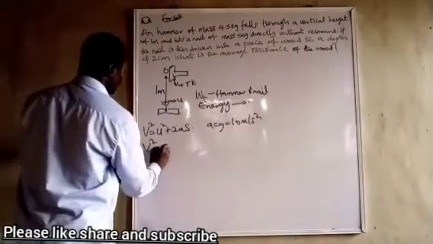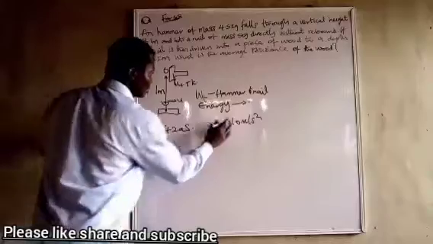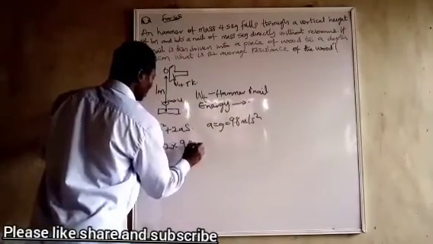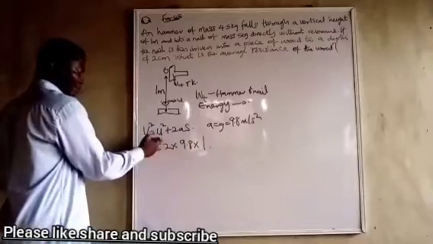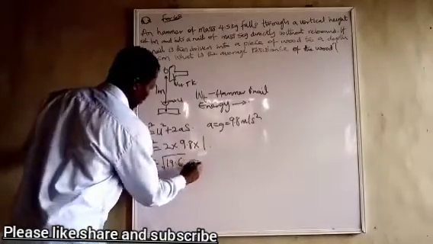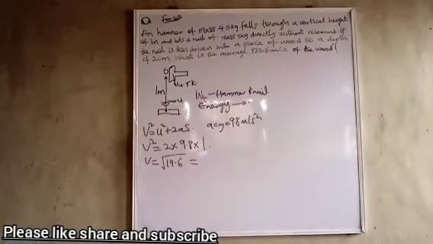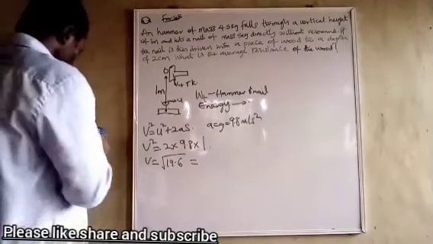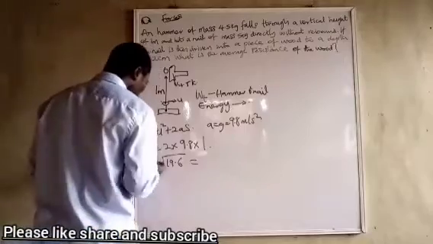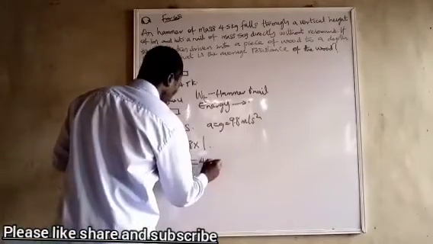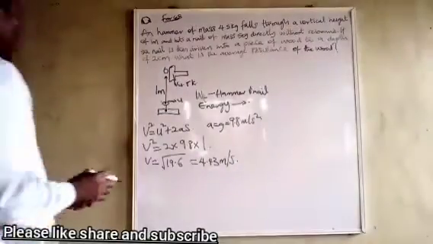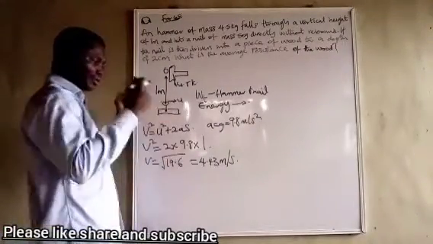Therefore, v square will be equal to 2 times 9.8 times 1, because our u is 0. So v equals the square root of 19.6. And let's see what our v is. And that is 4.43 meters per second.